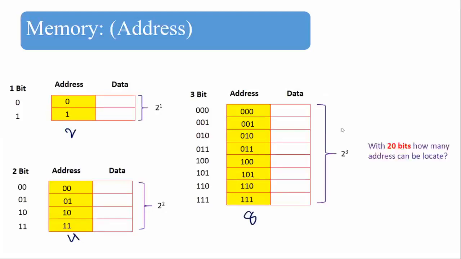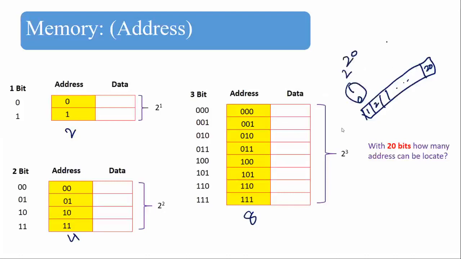So if we have 20 bits, how many addresses can there be? 2 to the power 20. That means we have 20 positions, the first position, the second position, up to 20 positions. Each position can be 0 or 1. So the total combination is 2 to the power 20, isn't it?